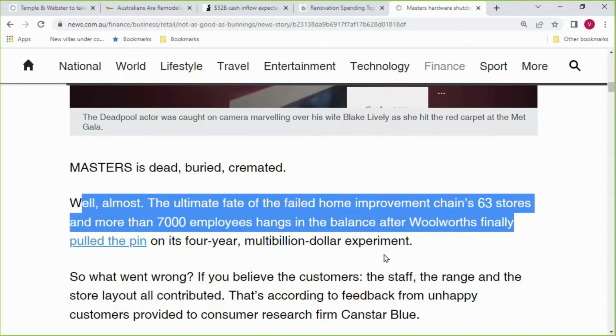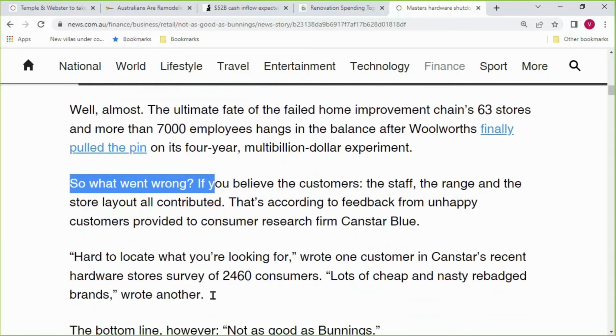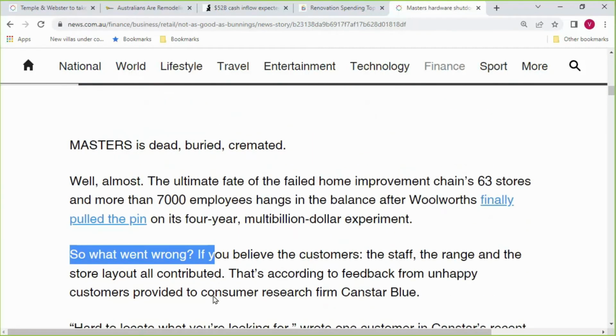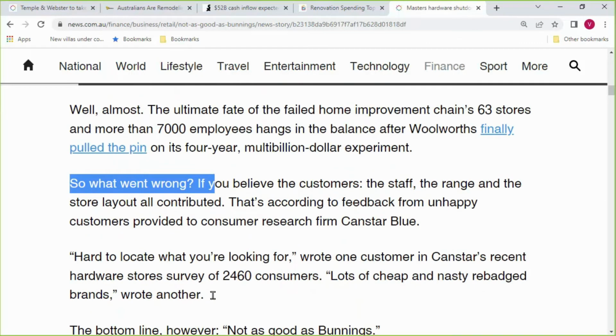Now, bearing in mind, Temple and Webster is going to be going into the space. So let's look at what went wrong. Will it happen to Temple and Webster? Temple and Webster, no doubt, of course, their management will be well versed on exactly what took place with Masters. They are obviously confident that they can do things much better. All right, so what went wrong?